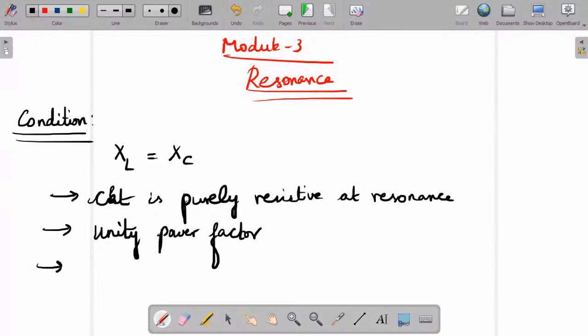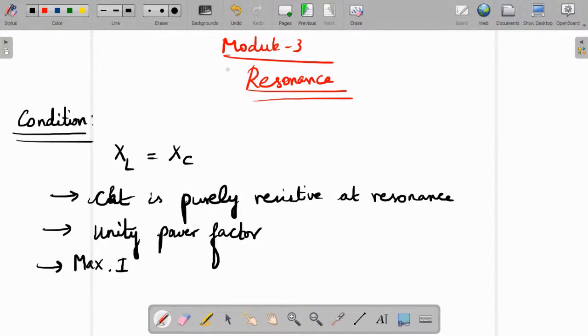Next, last point, maximum current will flow through the circuit. There are no storage elements L and C, so maximum current will be there. Maximum current flows through the circuit.